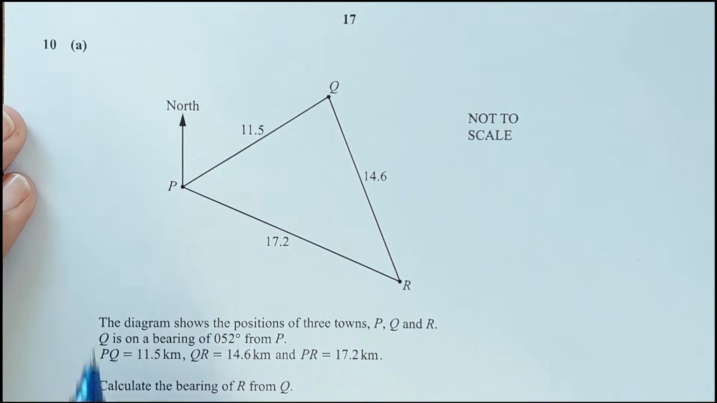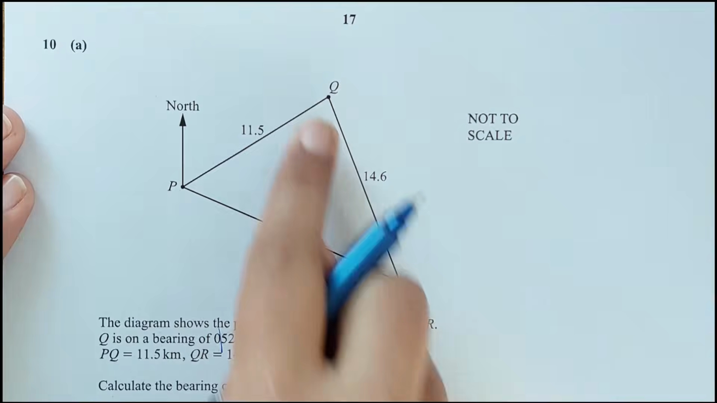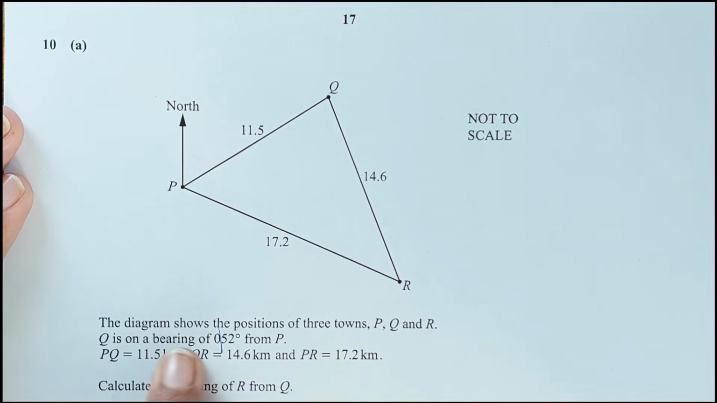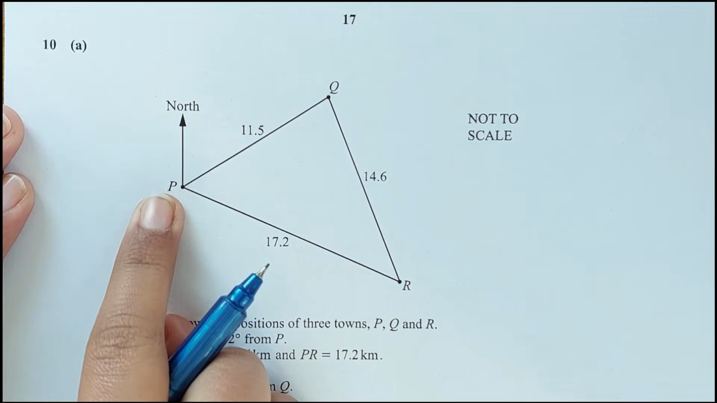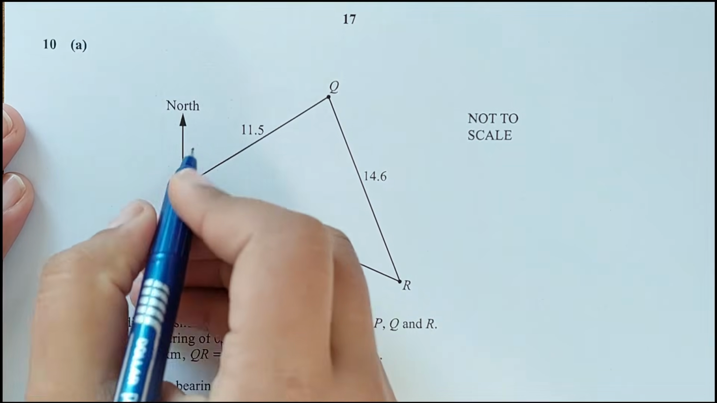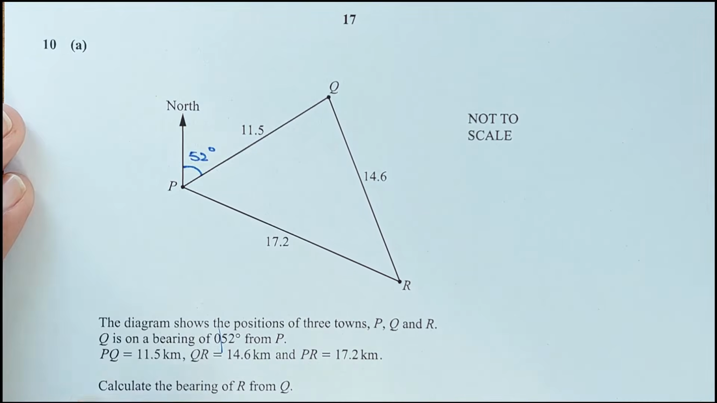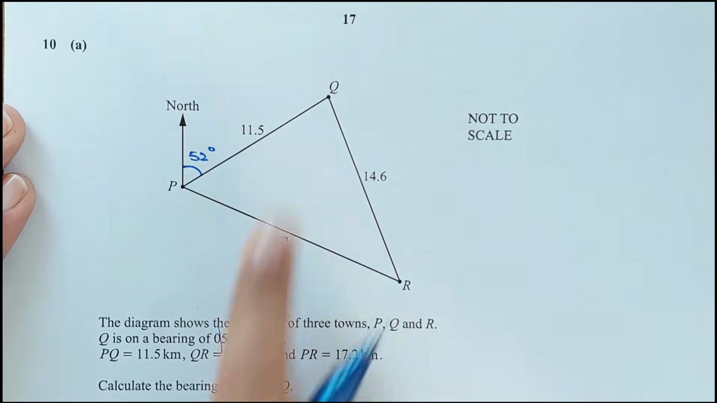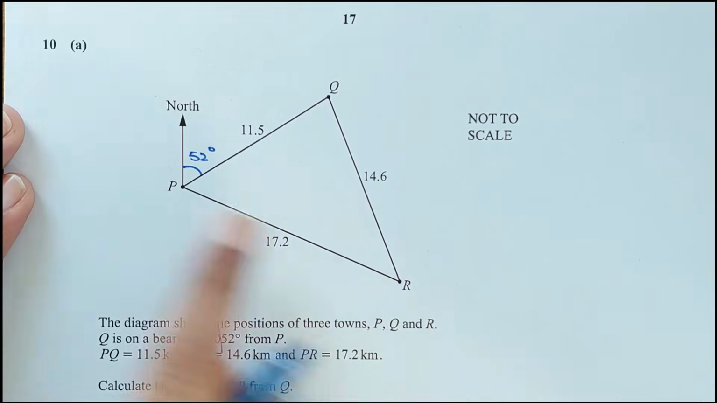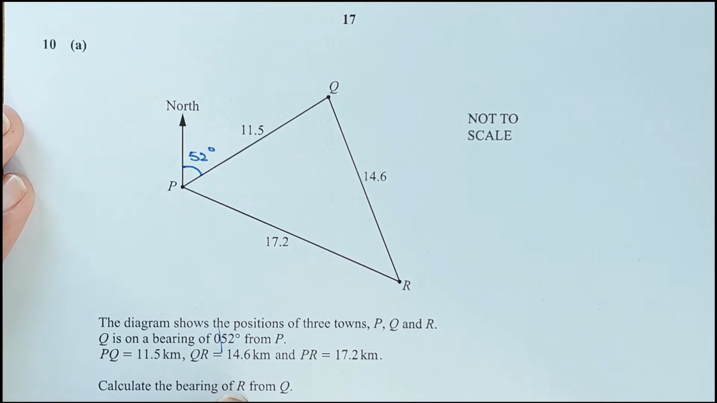Question number 10, part A. The diagram shows the positions of 3 towns P, Q and R. Q is on the bearing of 52 degrees from P, meaning from the north line to Q this angle is 052 degrees, right? PQ is given, QR is given, and PR is given. Calculate the bearing of R from Q.